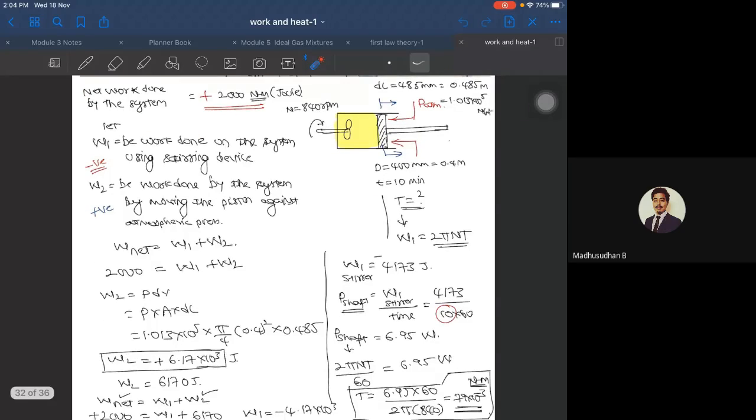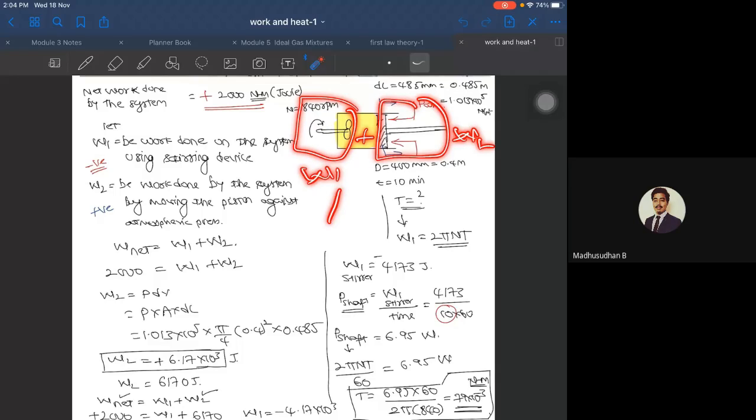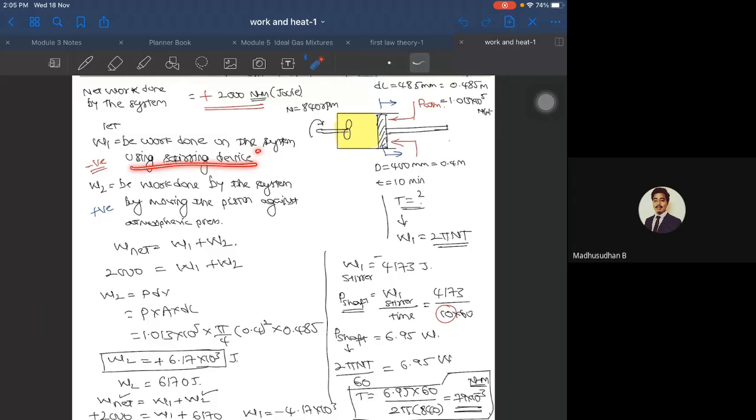So W1 be the work done on the system using the stirring device. So this is W1 here and this is W2. The summation value has been given here. So W1 is the net work done on the system. It is negative. W2 is the net work done by the system through the piston. It is positive. So W net is equal to W1 plus W2. W net is given as 2000. W1 plus W2. Okay. Individually, we shall try to calculate.